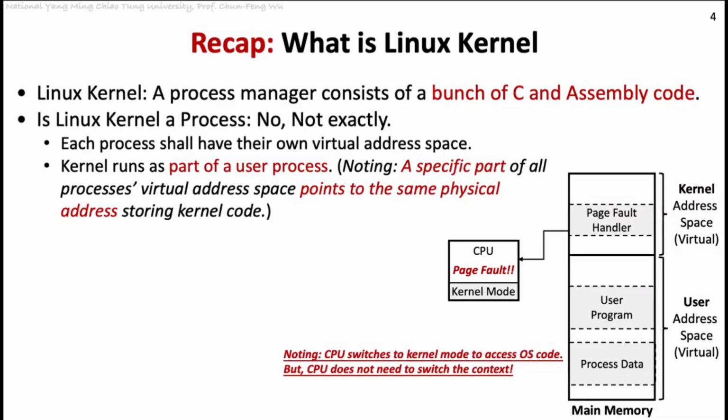So the important thing is the CPU switches to kernel mode to access OS code, but the CPU does not need to switch the context. The context here usually means the user process context. What I mean is the CPU doesn't switch the user process. The CPU only switches to kernel mode to access the other part of the address space, but the user address space doesn't change to any other. The address space is still the same, sticking with the original user process.